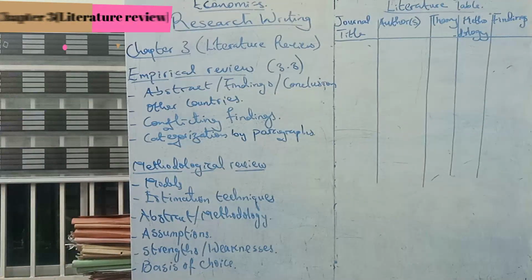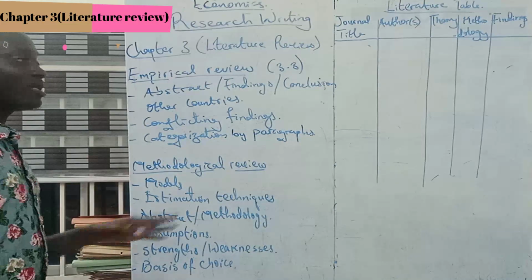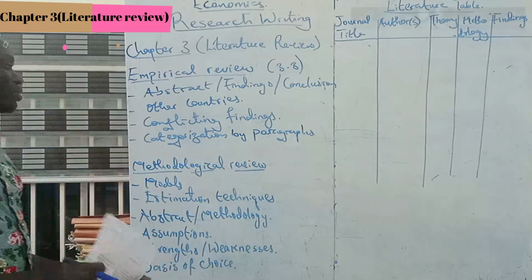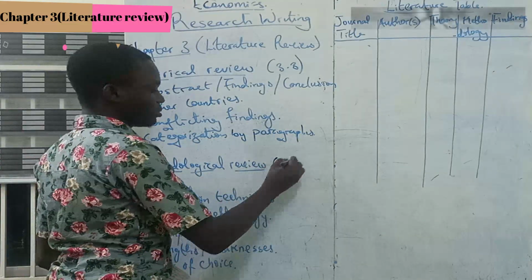Okay, so we'll be continuing our discussion on literature review as I promised in the last class. So we are left with empirical review and methodological review. And I also mentioned that we're going to talk about the literature table.